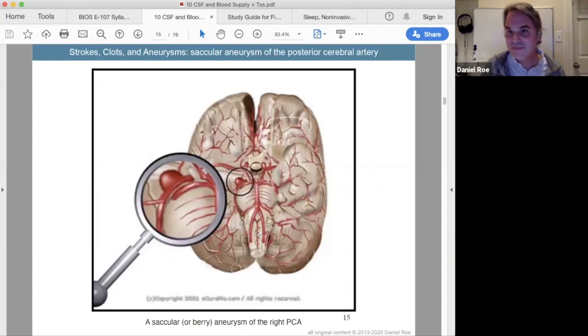Remember this image? We saw this image earlier in the semester. Again, that's a berry aneurysm. Which cranial nerve is that? I should ask you.